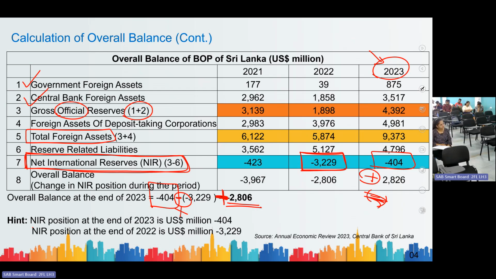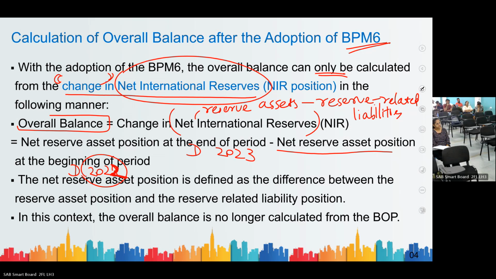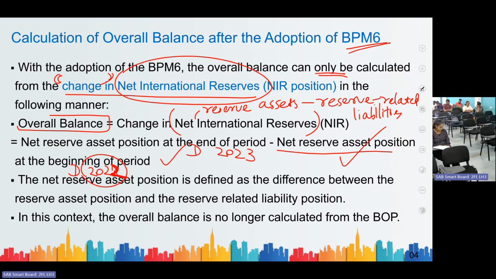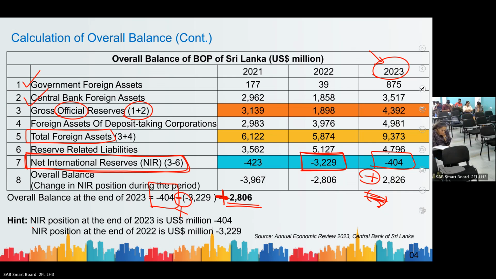So that is how the overall balance is calculated according to the Balance of Payments Manual, sixth edition. You don't have to memorize these items, but you have to memorize this simple formula. Overall balance is calculated by taking the change in net international reserves, and that is calculated in this way. If I give some values like the net international reserve position at the end of 2023 is this much, and at the beginning is this much, you should be able to calculate the overall balance. You simply have to memorize this formula for calculating the overall balance. Okay.